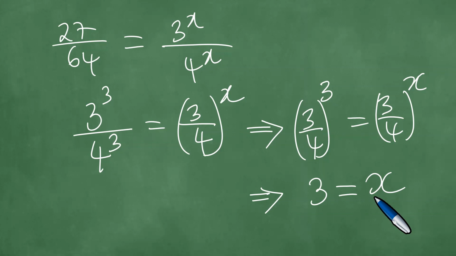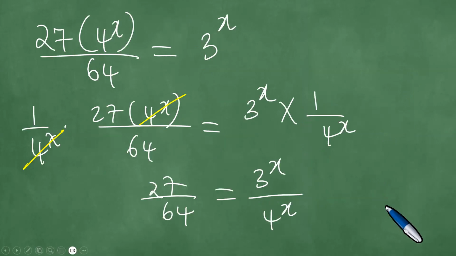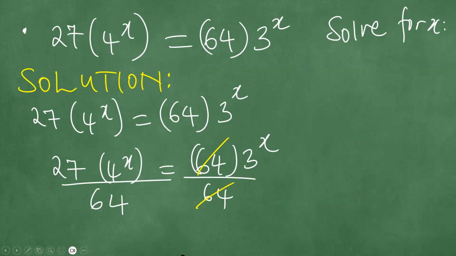Okay, guys, there is the solution. Where's the question about this one? Okay, let's go back. This is what we started with: 27 into 4 to the power x equals 64 into 3 to the power x. You solve for x. Here's the solution.